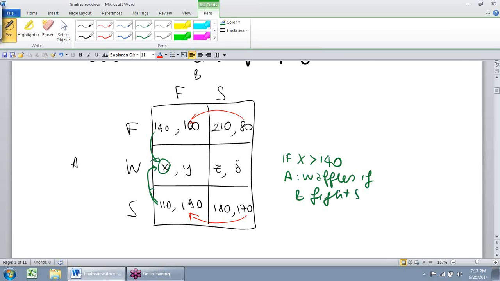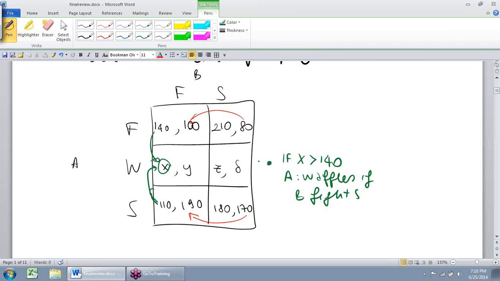So again, what is the logic for this? Do you remember that in part A, fight, fight was a Nash equilibrium? And we already have this red arrow going in from 80 to 100. We do not want an arrow also for player A to get into the box fight, fight. Otherwise, we would have again the same Nash equilibrium as before. So we want now that x is greater than 140. So our arrow for player A will go to waffle in case B chooses fight. Okay, so we killed the Nash equilibrium that we had in part A.